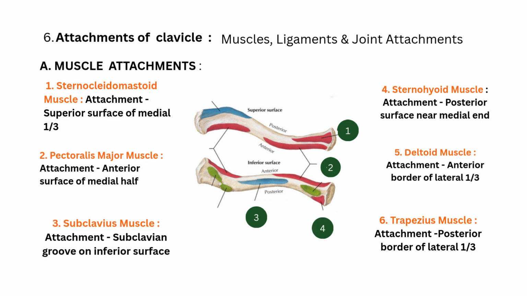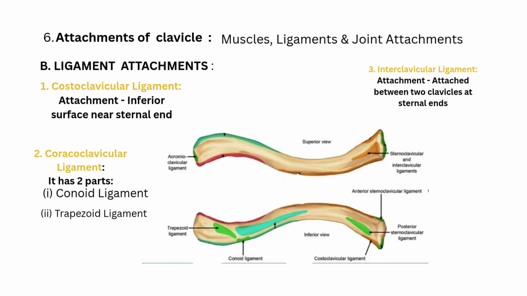4. Sternohyoid muscle. Attachment, posterior surface near medial end. 5. Deltoid muscle. Attachment, anterior border of lateral 1/3. 6. Trapezius muscle. Attachment, posterior border of lateral 1/3. There are 3 ligaments attached to the clavicle.